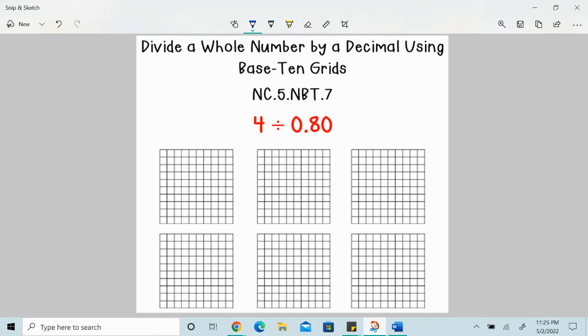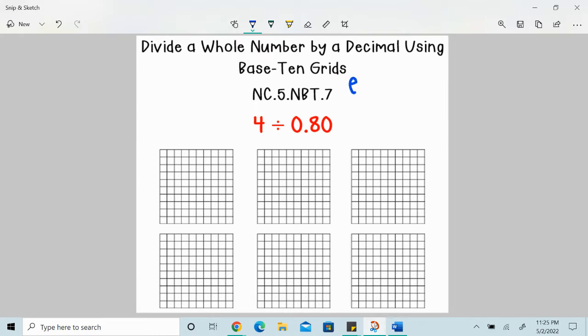In this video, we will look at dividing a whole number by a decimal number using base 10 grids. The focus of this standard is using models, drawings, and strategies based on place value to compute problems. The work shown here should come after students have worked with more concrete models to divide a whole number by a decimal, such as using base 10 pieces and manipulating those to solve, and even using a base 10 shorthand drawing. So let's take a look at dividing 4 by 80 hundredths using base 10 grids.